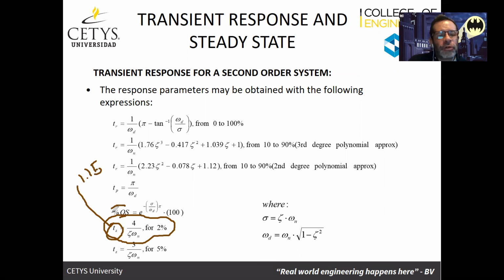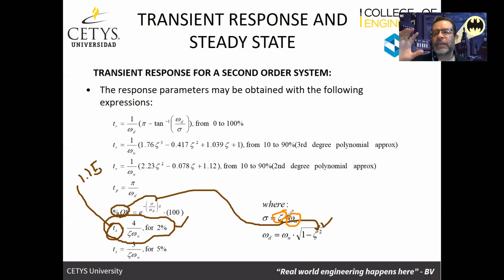For the overshoot that you want, you can find the values of... so with this formula and this formula, you can have a second-order system and find the damping ratio and the natural frequency. Okay, are we okay up to that point?